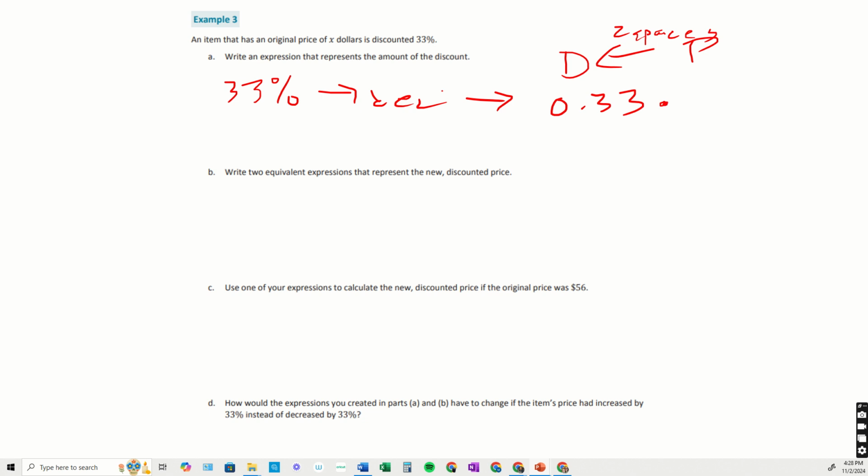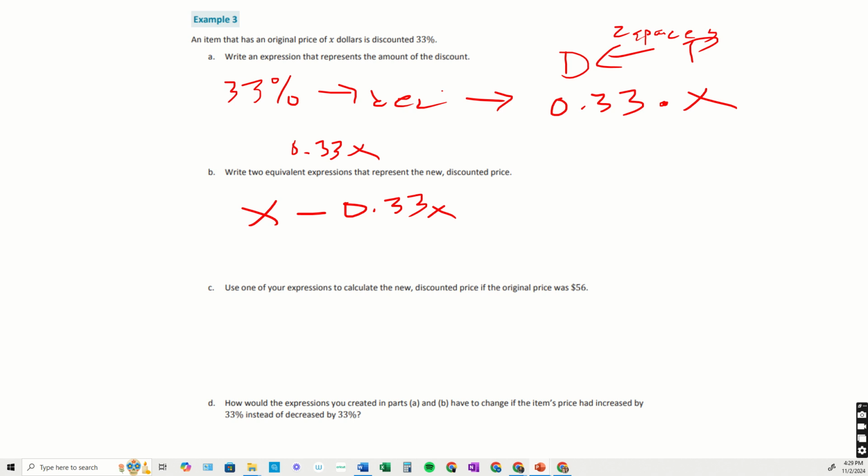We're going to take that and multiply it by X dollars, since we don't know what that is. And writing the expression, it would be 0.33 times X, or 0.33X. Write 2 equivalent expressions that represent the new discounted price. We can write this as our original minus 0.33X, and that represents the new discounted price.